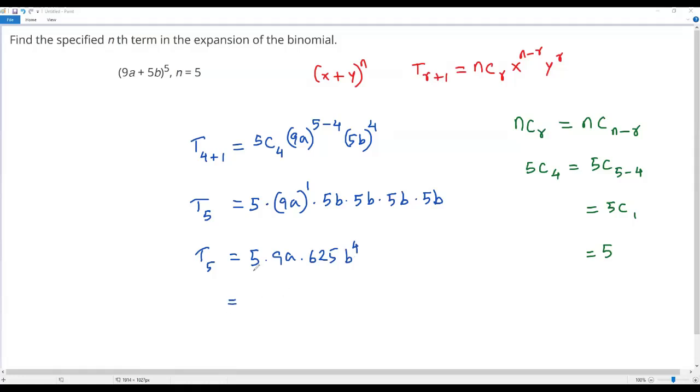Now we have to multiply the numbers here: 5, 9 and 625. When I multiply these three numbers, 5, 9 and 625, I get 28,125. Then we write the variables, that is a b to the fourth power. Now I have the fifth term in the expansion of the given binomial. The fifth term is 28,125 times a times b to the fourth power.